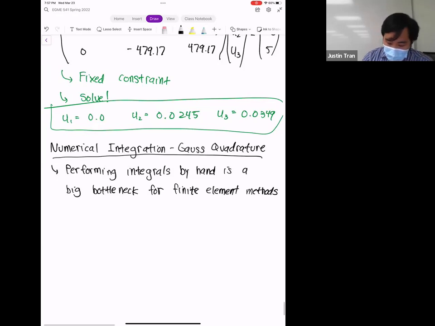Okay. But fortunately, there's a better way. What we're interested in with these integrals is not really the antiderivative itself, but the final product. So after we plug in the integration bounds, we end up getting more or less a number from this.